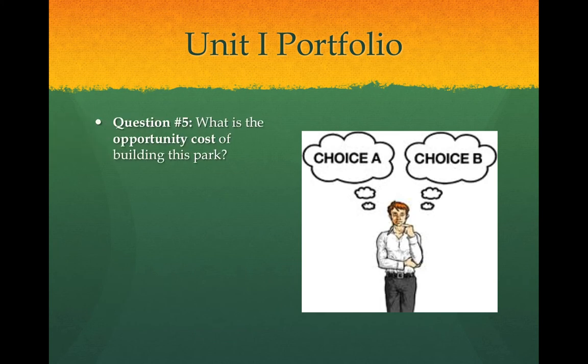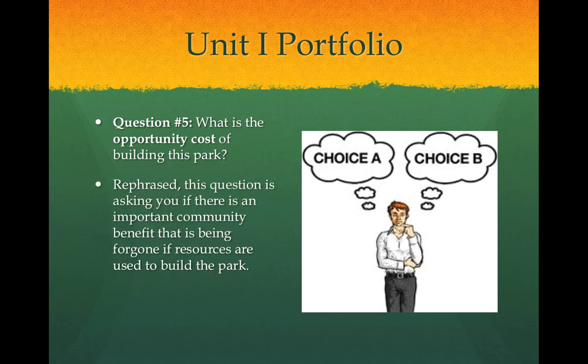Question number 5. What is the opportunity cost of building this park? Rephrase, this question is asking you if there is an important community benefit that is being foregone if resources are used to build the park. What are you giving up? Think about alternative uses for these resources. That would be a good way to come up with your answer.